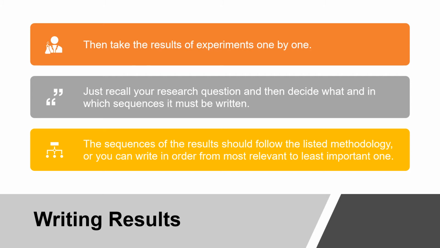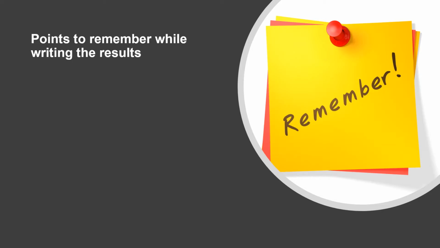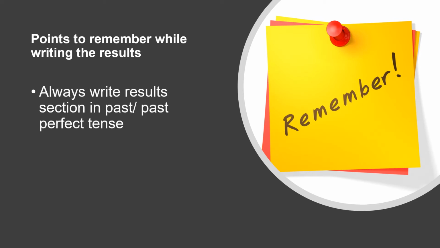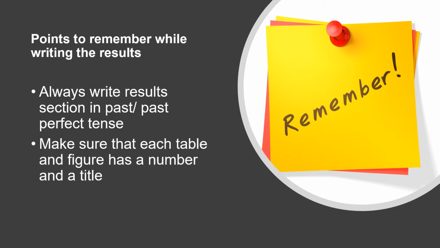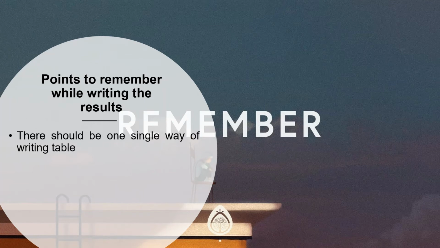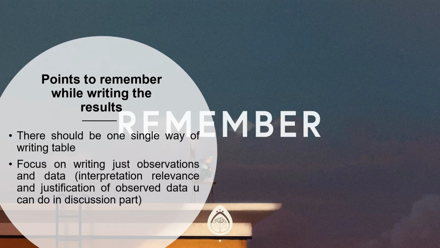Now, what are the things to remember while writing results? Always write the result section in past and past perfect tense. Make sure that each table and figure has a number and a title. There should be one single way of writing tables, and focus on writing just observations and data, because the interpretation, relevance and justification of the observed data you are going to write in your discussion part.